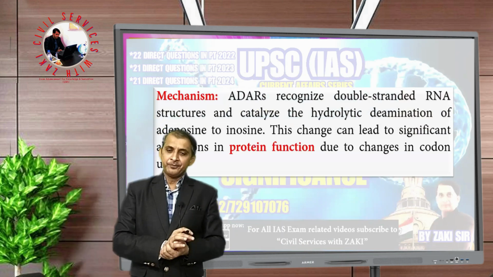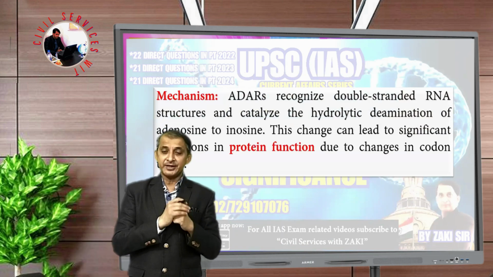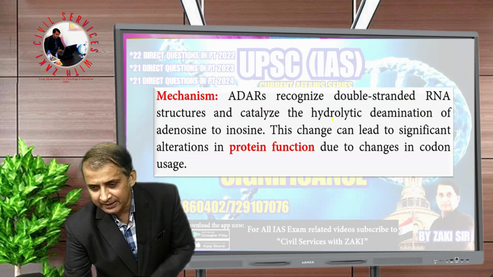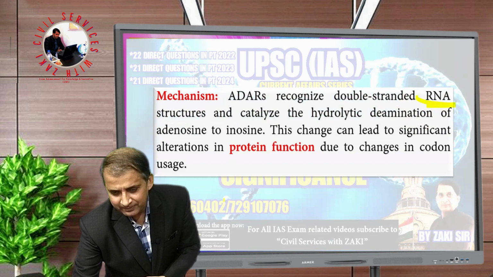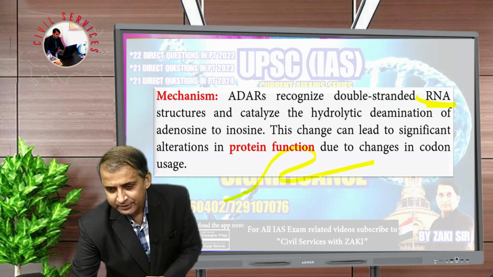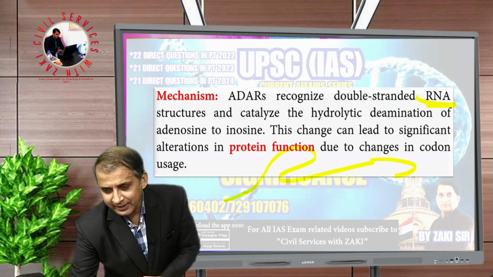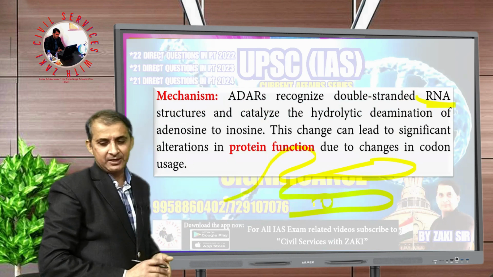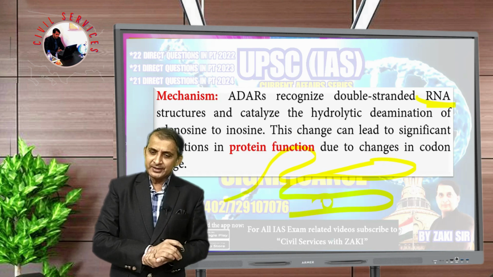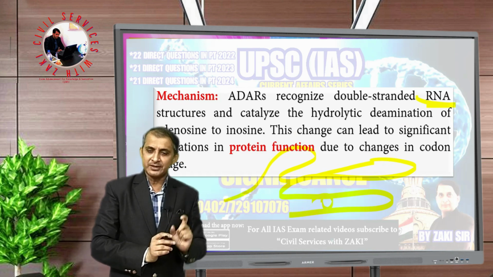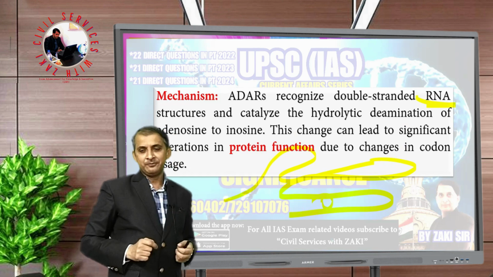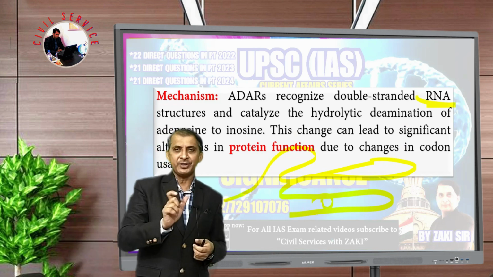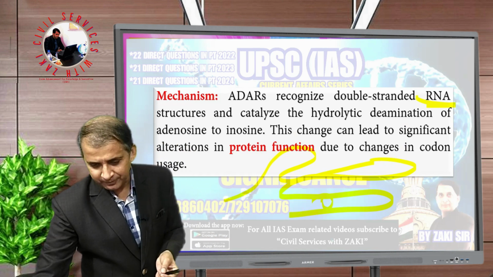So what is the mechanism of this editing? ADAR recognizes double-stranded RNA. Basically, RNA is single-stranded, but it's not so straight. It can curve and form double-stranded RNA sometimes. So it can change significant protein functions, and it changes the code of the genetic protein functions. So it is a change of the codon.